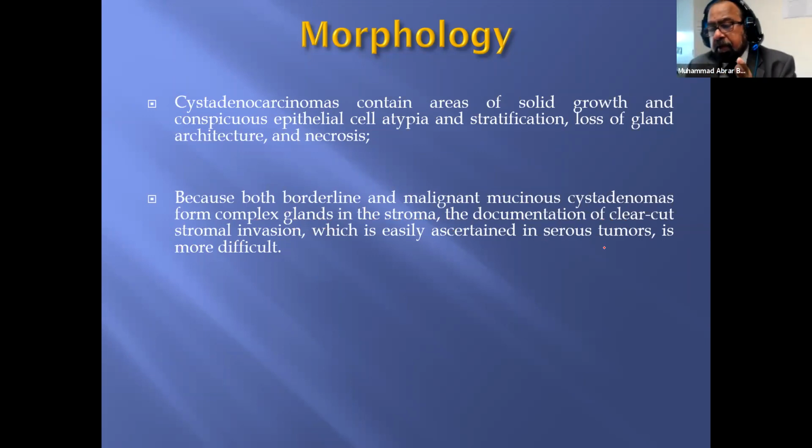Documentation of clear-cut stromal invasion, which is easily ascertained in serous, is difficult here. As I have shown you in the picture of serous cystadenocarcinoma, in the stroma you can easily see a group of malignant cells. But in borderline or malignant mucinous adenocarcinoma, it is really, really difficult for you to see because of the large amount of complex areas.